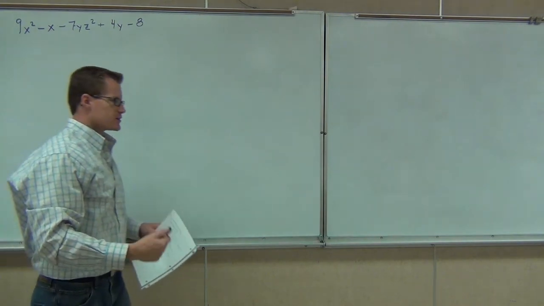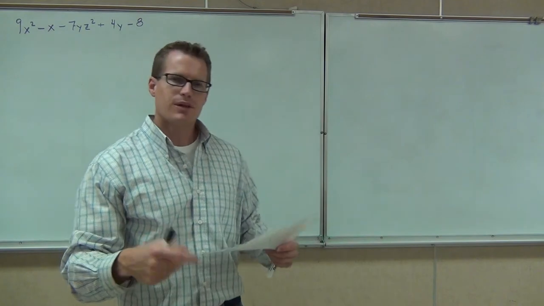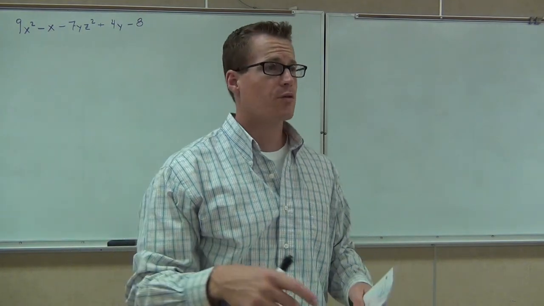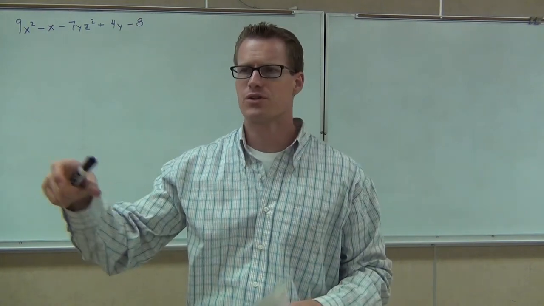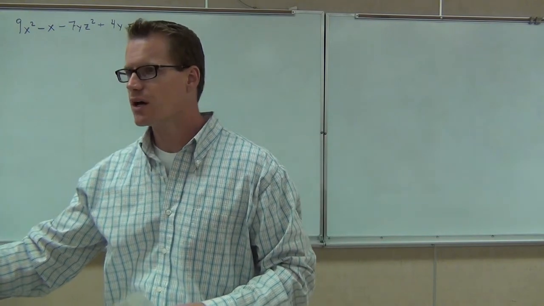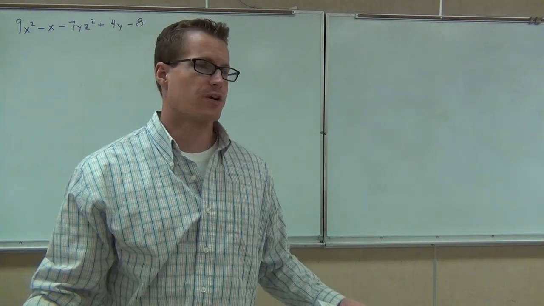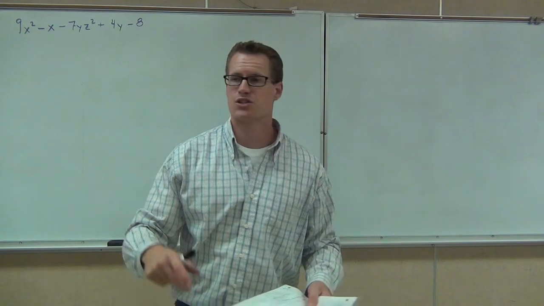The next thing we have to determine is, we know these things called terms. We know what coefficients are. The coefficients are just the numbers in front of our terms. That's all it means. We have variable terms. Those are the ones with variables. We have constant terms. Those are just the numbers.